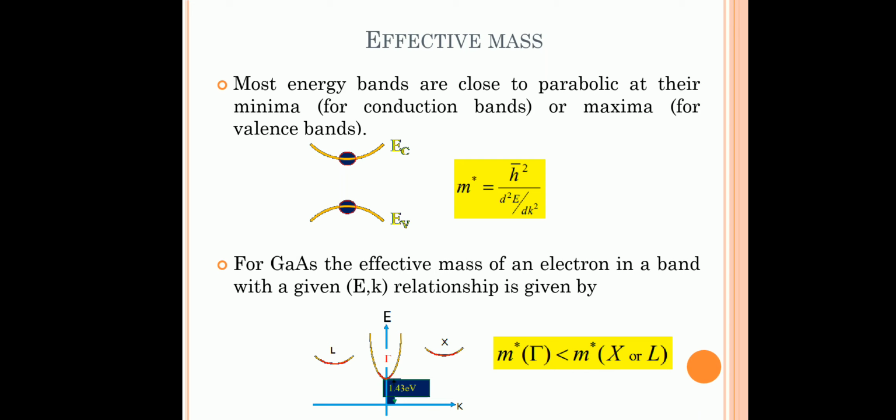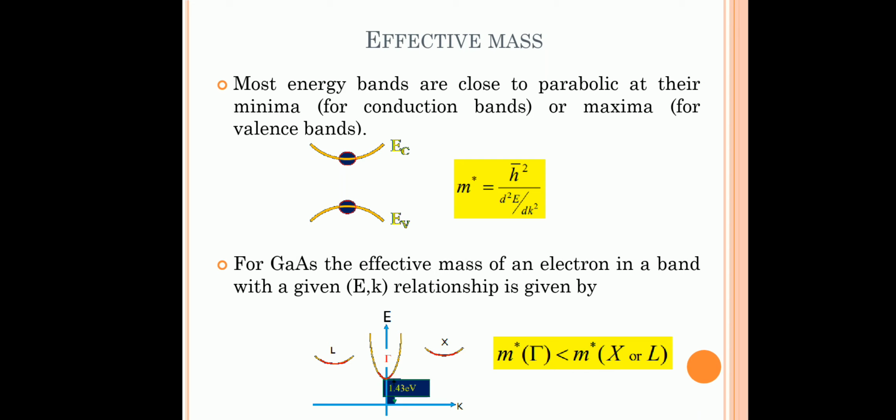Here we are taking gallium arsenide. Gallium arsenide has 3 bands, that means L, gamma and X. The figure shows the bands L, gamma and X for gallium arsenide, and the band gap energy is 1.43 electron volt. For this we can see that the gamma band has more curvature compared to the other bands. Compared to the L or X bands, the curvature is more for the gamma band.